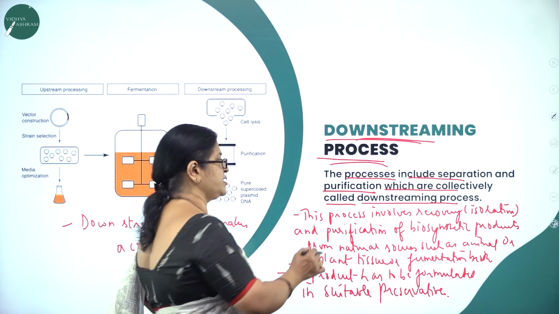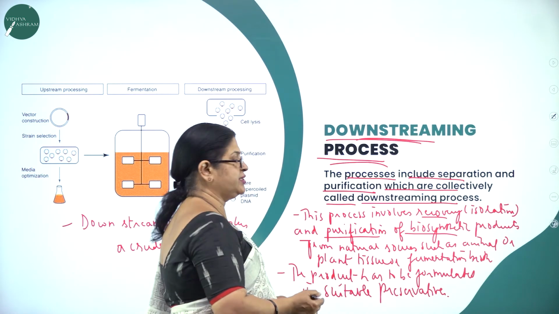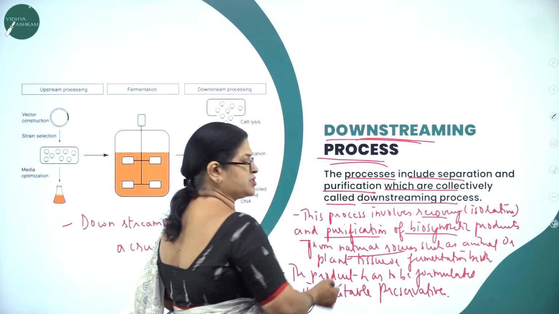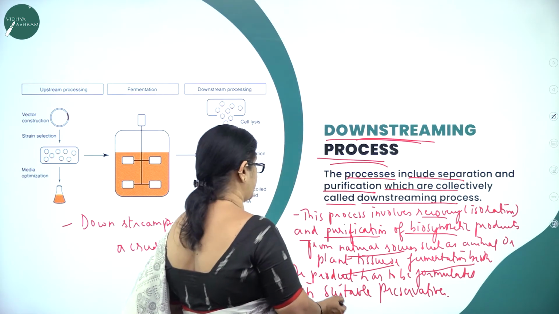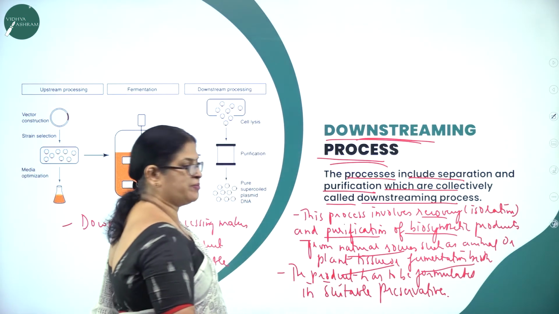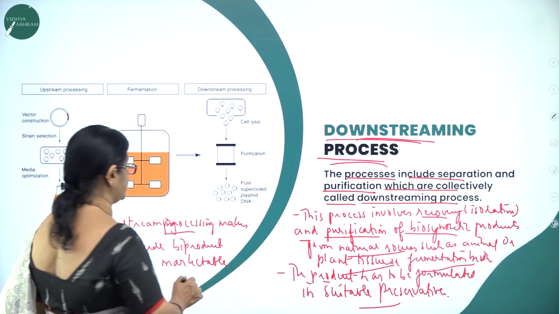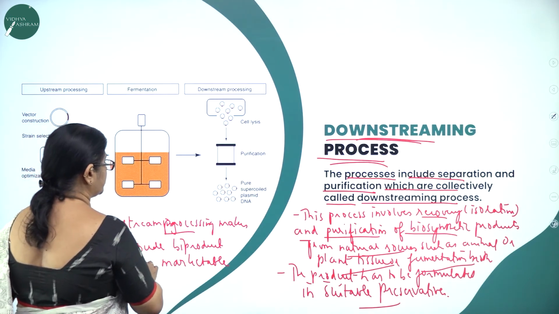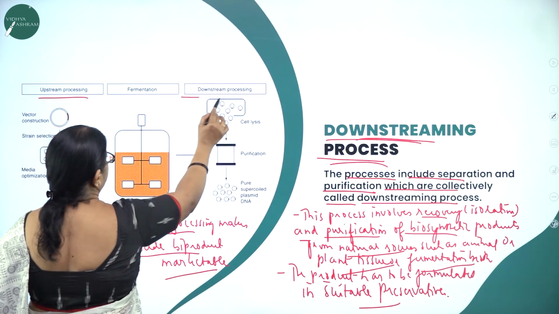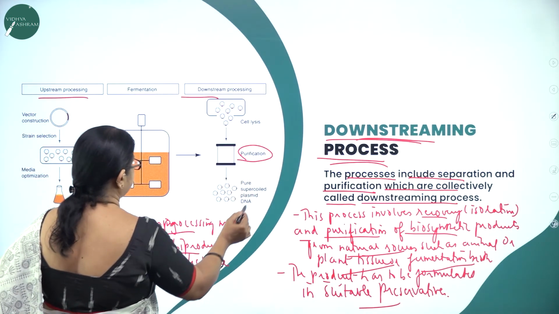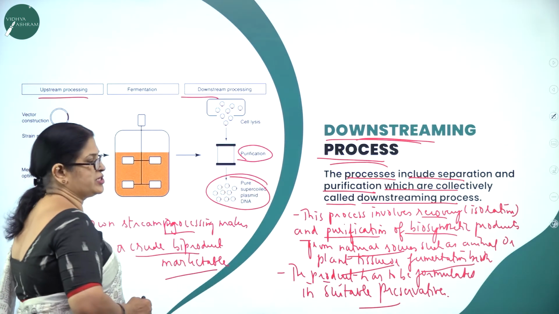This process involves recovery, that is isolation and purification of biosynthetic products from natural sources, such as animal or plant tissues or fermentation broth. The product has to be formulated with suitable preservatives. Downstreaming makes a crude byproduct marketable. Here you can see the upstreaming, then the downstreaming, the purification, then the isolation. This is how the downstreaming process is done.